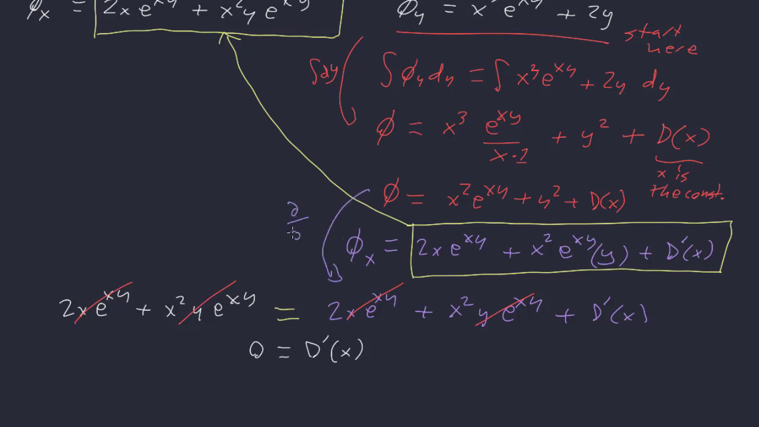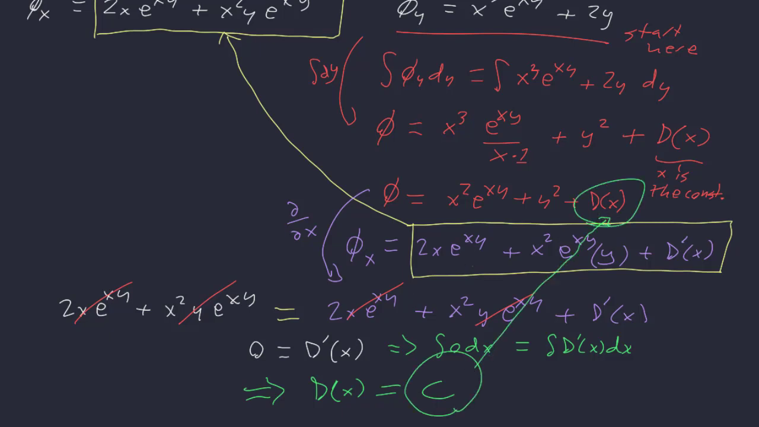Okay, so this step we differentiated with respect to x. Now we're going to integrate with respect to x. Or you can quickly just say, oh wait, if d prime is 0, this means that d of x is simply a constant. Right? So you could go ahead and go through the integration if you want. But the integral of 0 will be a constant. Okay? So we can just take this d and replace it with a constant. This happens sometimes. Right? So our final phi will be x squared e to the xy plus y squared plus some arbitrary constant.